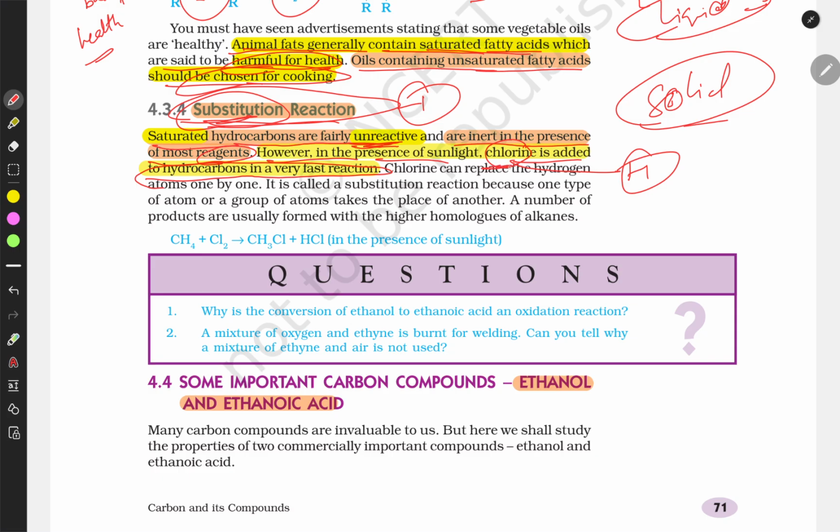So here the chlorine is substituting the hydrogen. The chlorine can replace the hydrogen atoms one by one. This is called a substitution reaction because one type of atom or a group of atoms takes the place of another type of atom. So it is substituting the position. A number of products are usually formed with the higher homologous alkanes. Here there are 4 hydrogen atoms, and one hydrogen atom is replaced by chlorine. Here it is substituted by chlorine. So it is called a substitution reaction.